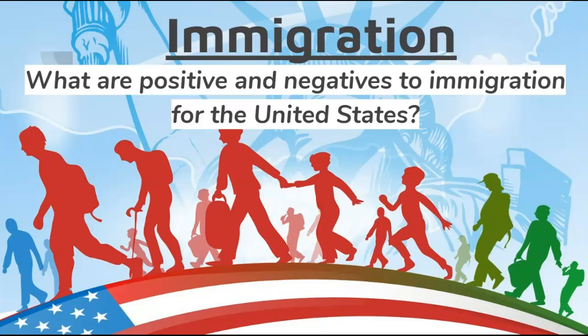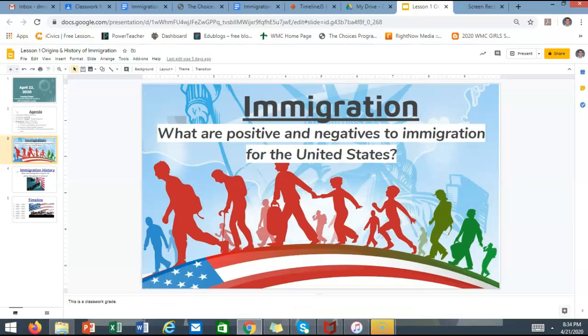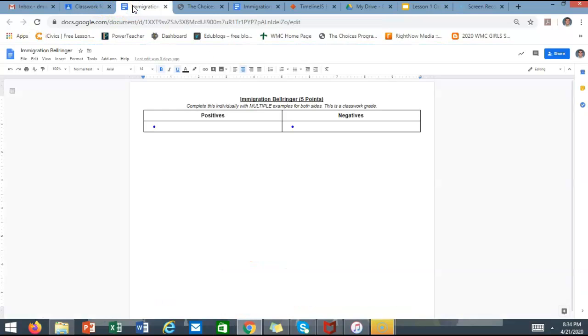So the first thing I need you to do, just to introduce this unit on immigration, is explain what are some positives and negatives of immigration. On Google Classroom you will see this posted as a Google Doc. There's just a positive side and a negative side. This is individual. I'm looking for multiple. I'm expecting at least 3 positives, at least 3 negatives, if not more. Classwork grade, 5 points. Do that first.